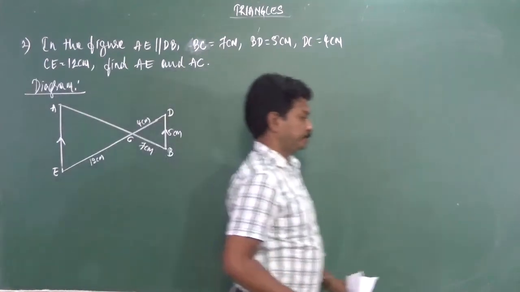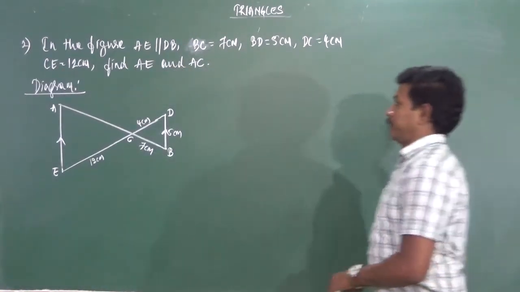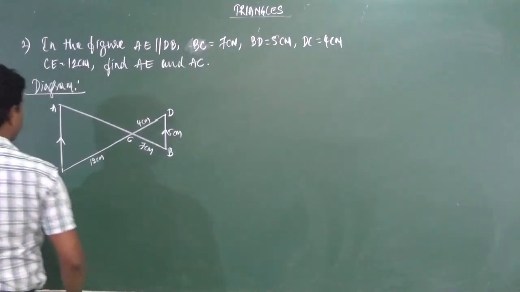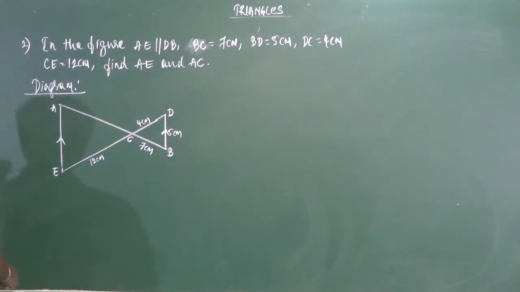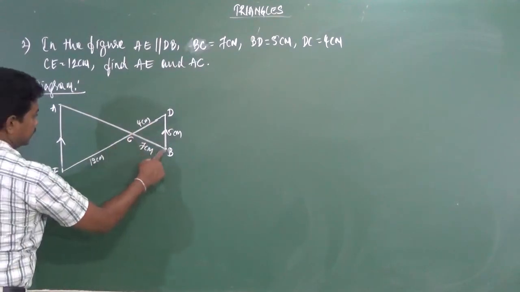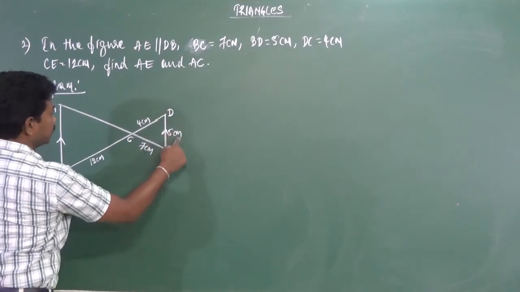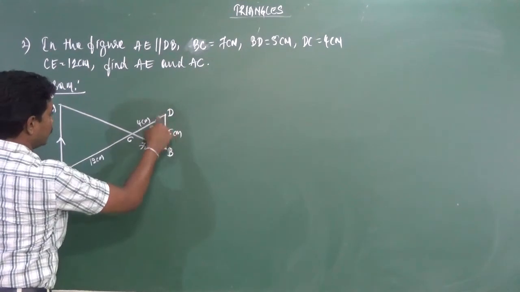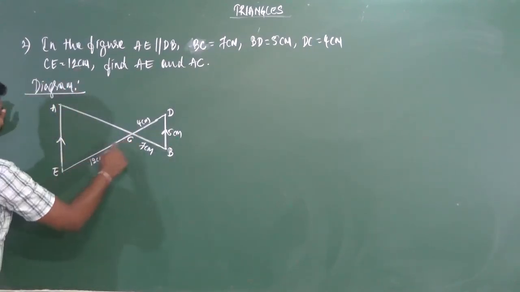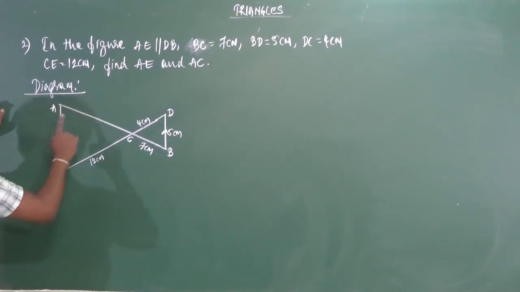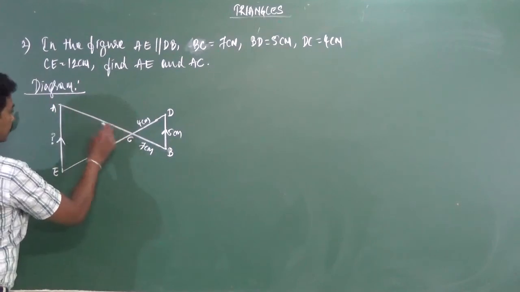Okay. So in the figure, AE is parallel to DB, right? BC is 7 centimeters. BD is 5 centimeters. DC is 4 centimeters. CE, or EC, is 12 centimeters. Find AE. You have to find the length of AE and you have to find the length of AC.